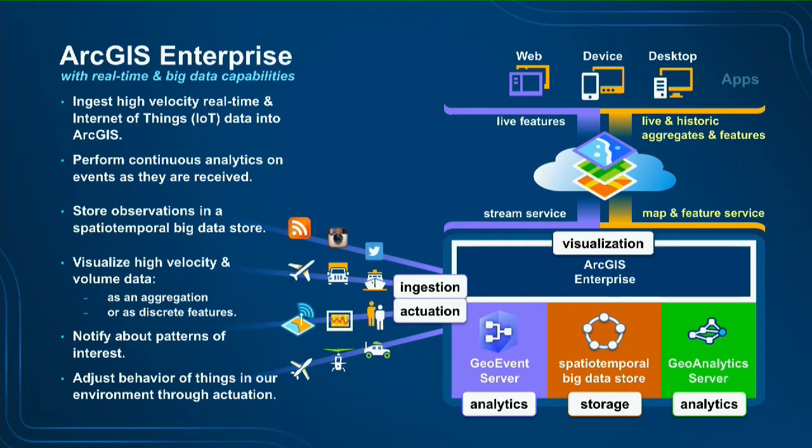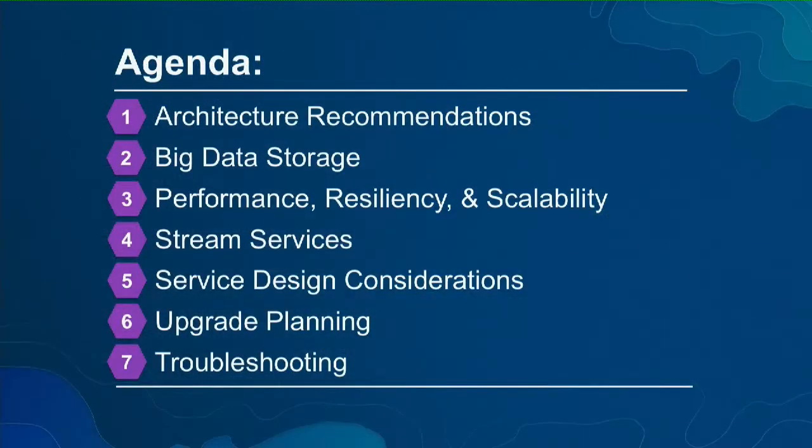And we're going to deep dive into the purple and the orange aspects of this platform as we go through the sections here. So as a quick agenda, we're going to go through architectural recommendations. So what do you need to consider when you're planning a deployment? What are the resources that are most important from a compute, memory, and storage perspective? We'll talk about big data storage, in specific the spatial temporal data store and some of the best practices and how data reliability is achieved with it. And then we'll talk about performance, resilience, and scalability.